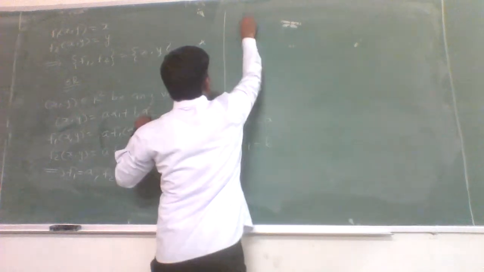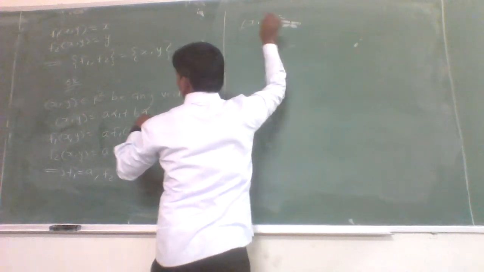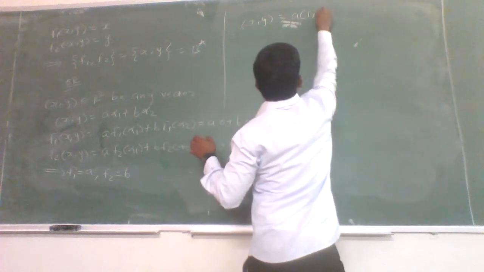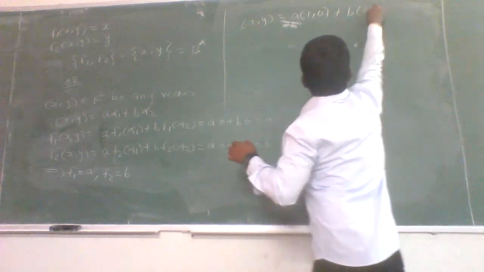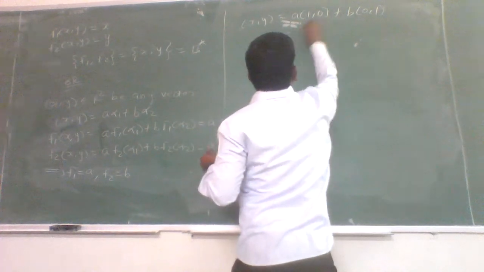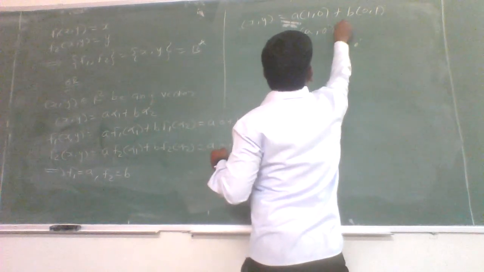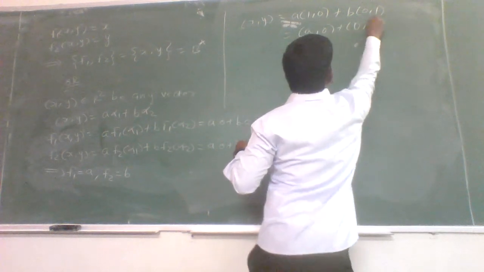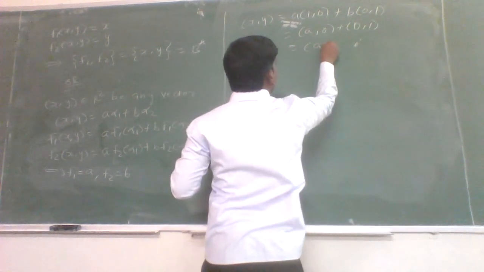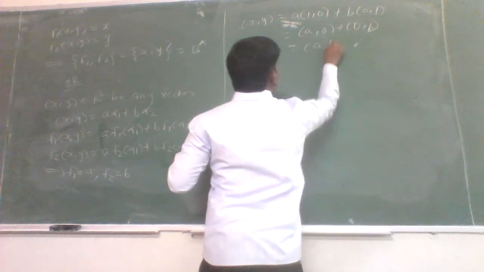So here we get f1 equal to a and f2 equal to b, and these a and b are any two arbitrary constants. Now we have to find out the values of these a and b. As x and y can be written as a linear combination of these elements, put the value of alpha 1 and alpha 2. Then (x, y) will be equal to a into alpha 1, which is (1, 0), plus b into (0, 1), which is equal to (a, 0) plus (0, b), which is equal to (a, b).